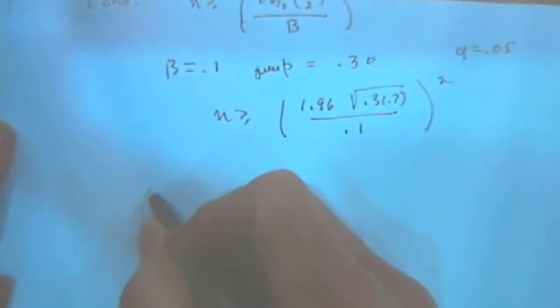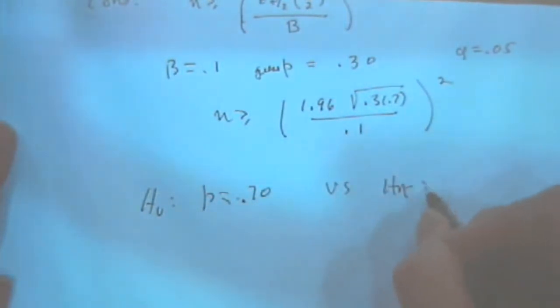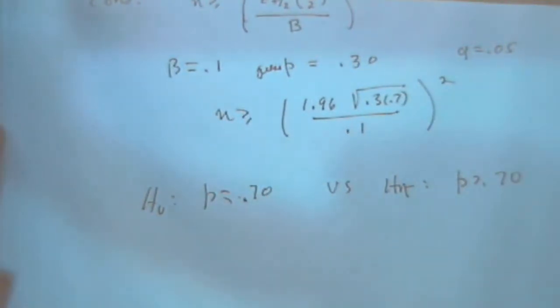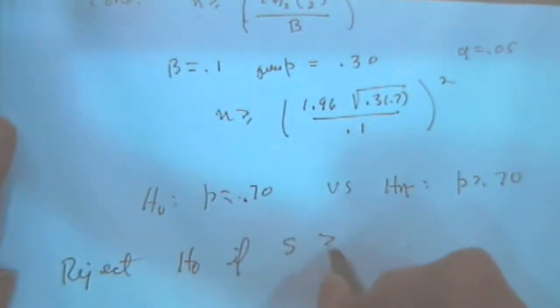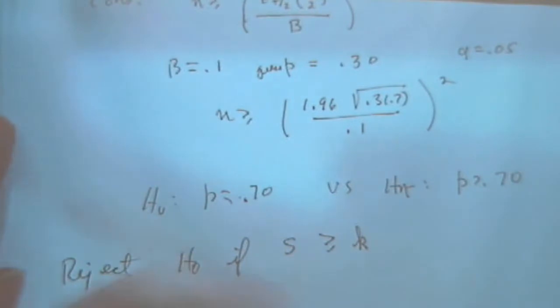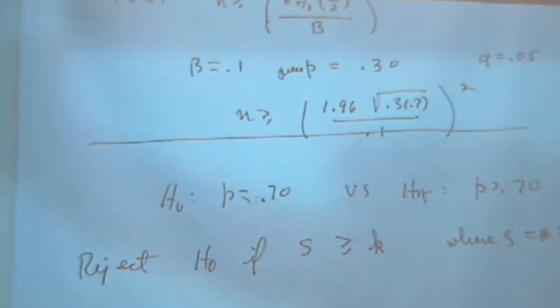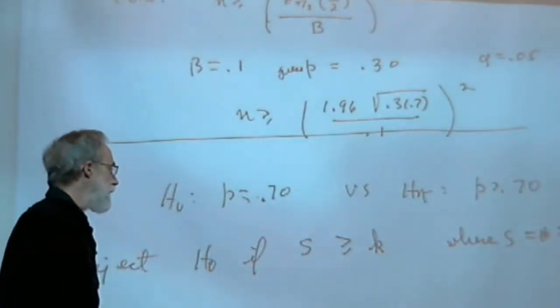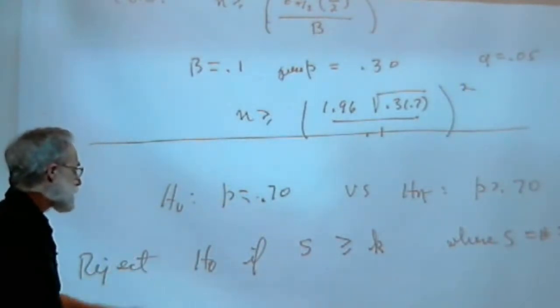Okay, 13, we have a test situation. H0 is P equals 0.7, and the alternative is P greater than 0.7. S is the number of successes. Now, in this problem, we can just use S. We don't have to do the Z. I think we did the Z last time. We'll go back and forth on it, so why don't we just stick with this notation?